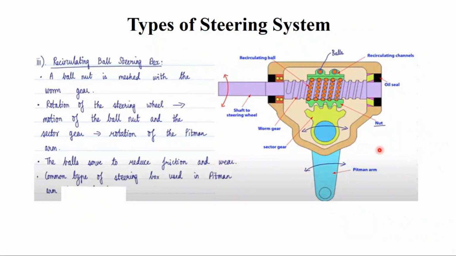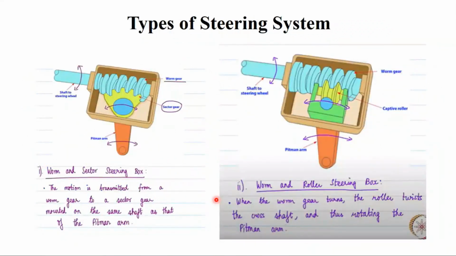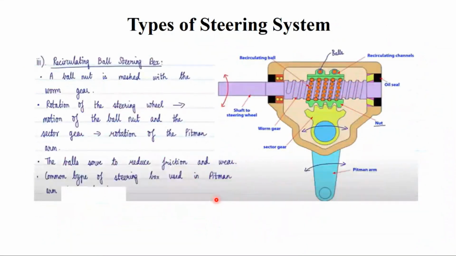And this is the common type of steering box which is used in a pitman arm. You have various types, right? So you have the pitman arm type steering system. You have the worm and sector steering box, worm and roller steering box, and then pitman arm recirculating ball steering box. Out of which this is the most commonly used steering box in the pitman arm type because of the presence of the balls, which helps to reduce the friction and also the wear. Okay.